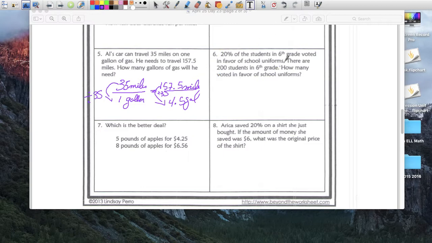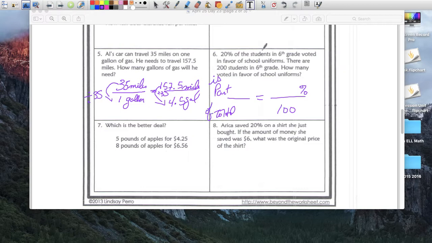20% of the students in 6th grade voted in favor of school uniforms. There are 200 students. How many voted for school uniforms? So I use a percent proportion. Remember, 100% goes here. 100 goes down here. The percentage will be here. This is going to be part. This is going to be total. Or depending on the question, this could be is, or this could be of.